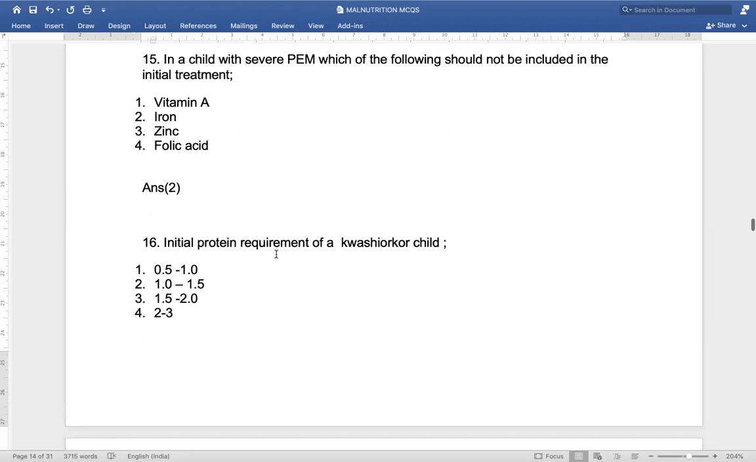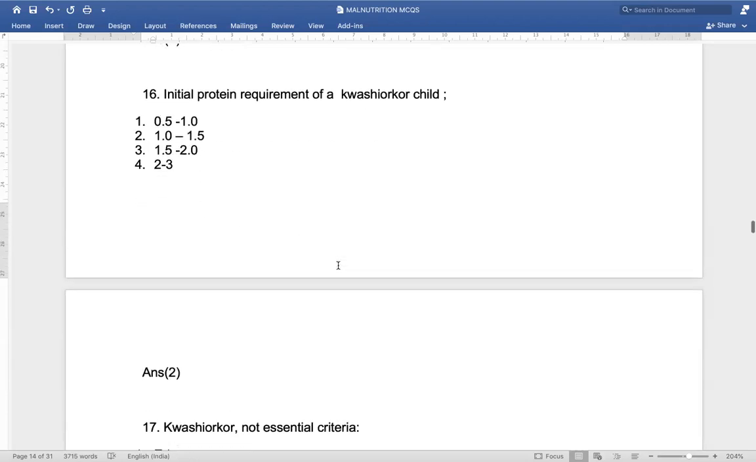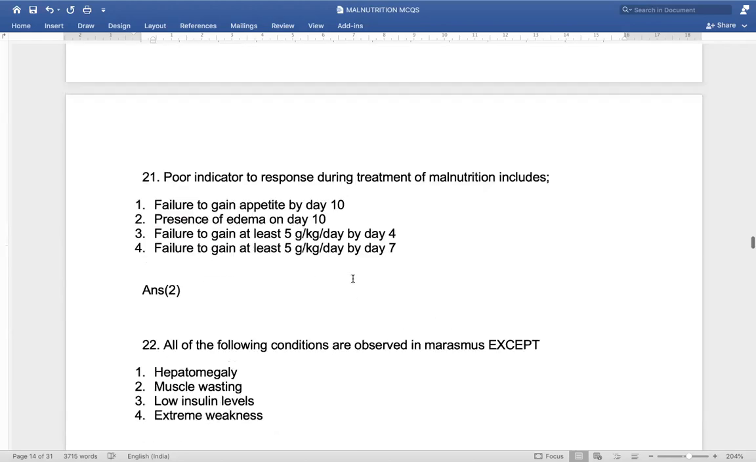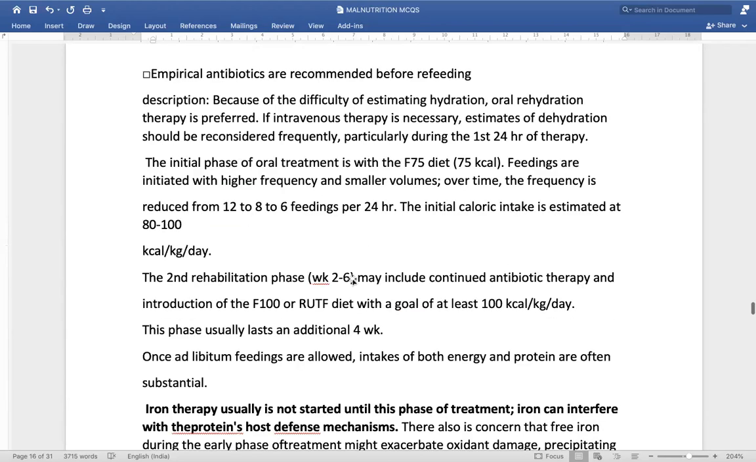So initial protein requirement in a kwashiorkor child, you can just remember it as, what basically they are asking you to remember is, what are the components of F75 and F100? So that is what they are asking. So initial protein requirement, what we are giving is F75. F75 basically has 0.9 gram of protein in 100 ml. So what we have to give is 130 ml per kg per day. So definitely it is more than 1. So definitely the right answer is 1 to 1.5. So you should know the difference between F75 and F100.